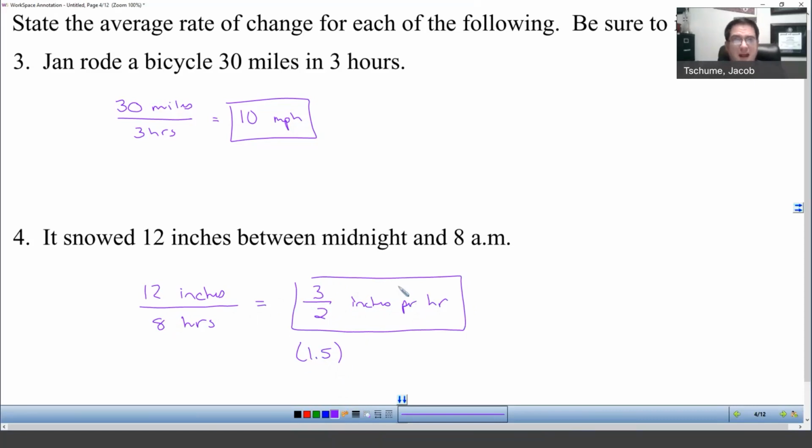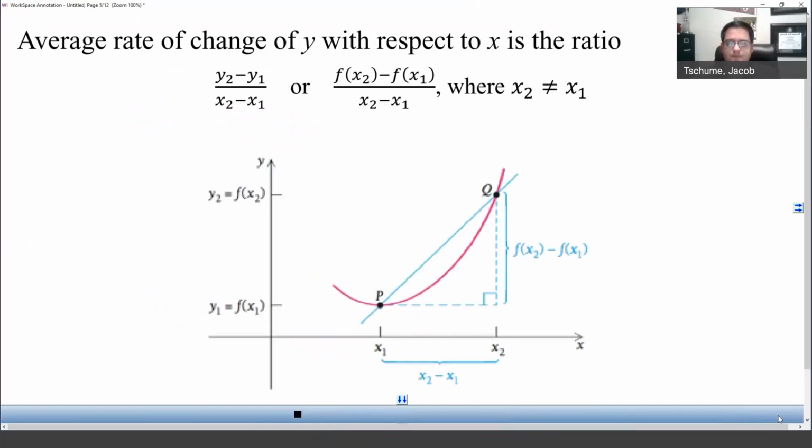And that's pretty much what average rate of change is. Now we're going to do some more like with functions and stuff, but that mindset is what we're going to focus on for this lecture. So let's apply average rate of change to a more mathematical approach now.